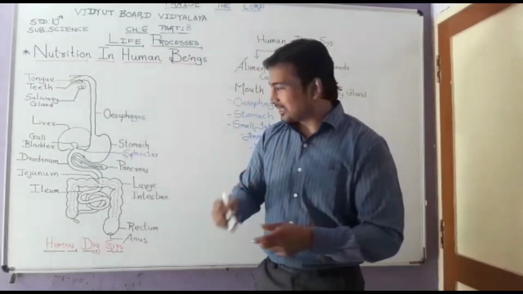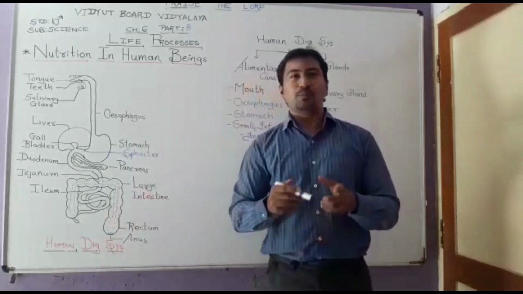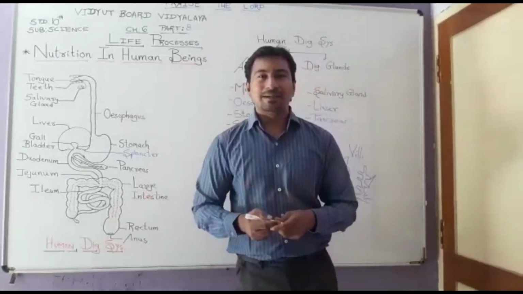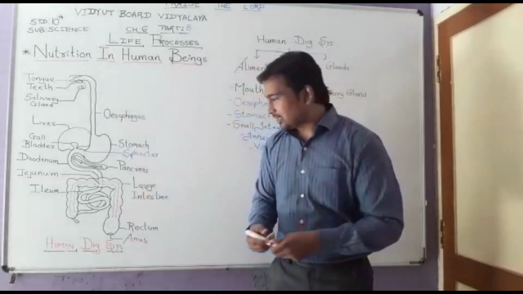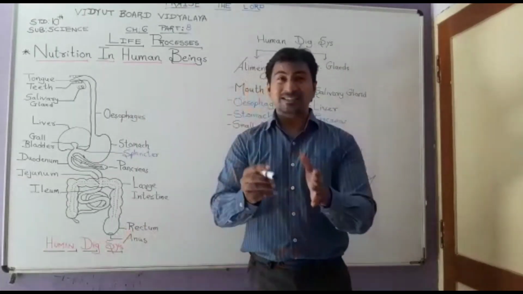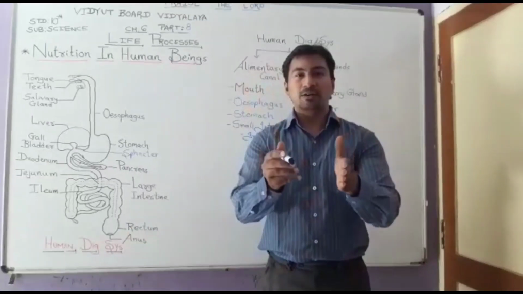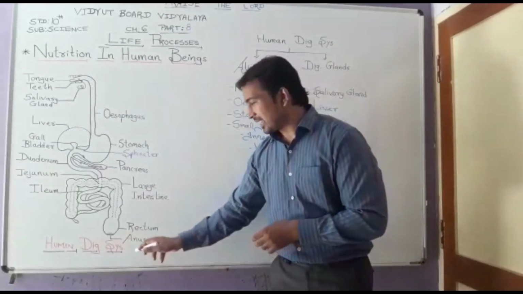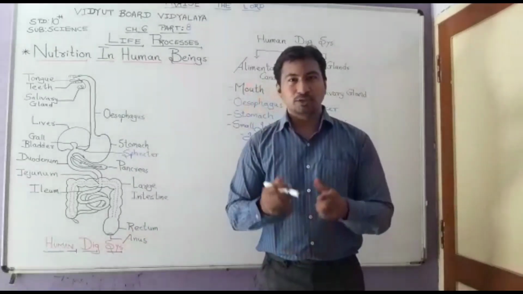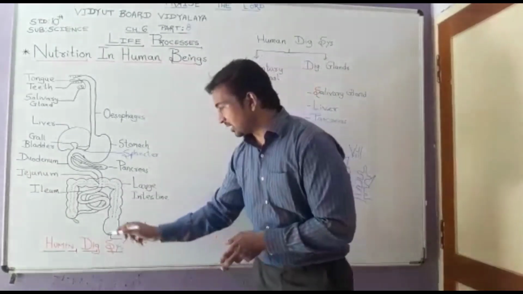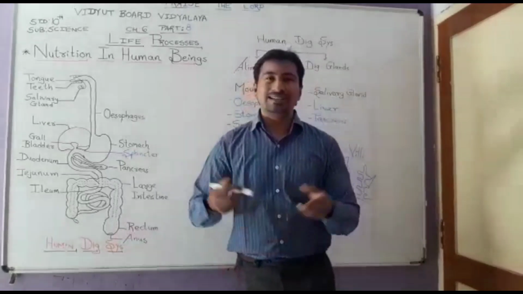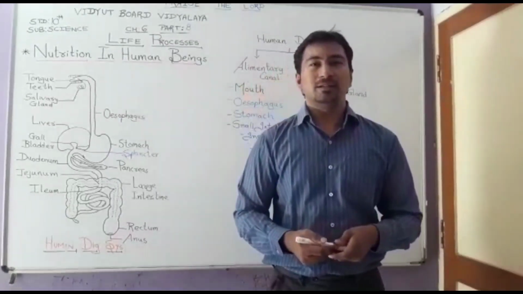The waste is mainly collected into the last part of the alimentary canal, that is the rectum, and then by the sphincter muscles, especially the anal sphincter, because they are present at the anal region. So these anal sphincter muscles allow the waste materials to be eliminated outside the body.